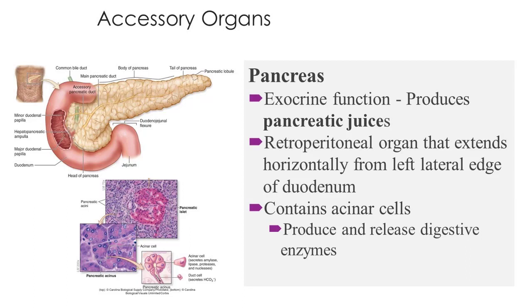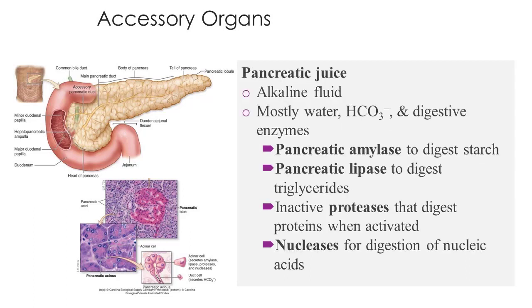So what are the digestive enzymes present in the pancreatic juice? Well, we're going to have pancreatic amylase, carbohydrates, right? Starches. Pancreatic lipase, what are we working on? Fats, triglycerides, lipids. We're also going to have proteases. What do proteases eat? Proteins. And in this case, we're going to have inactive proteases that are going to need to be activated downstream.